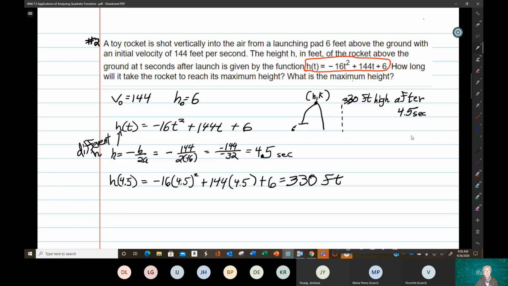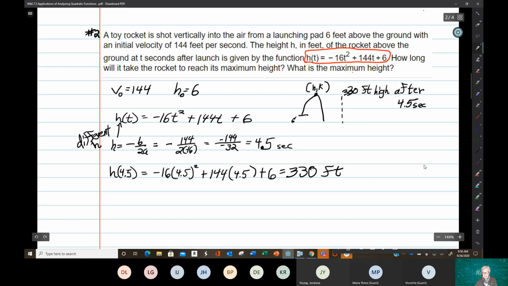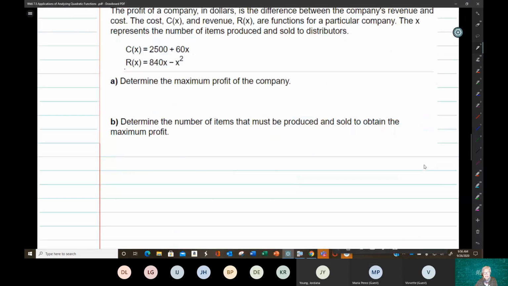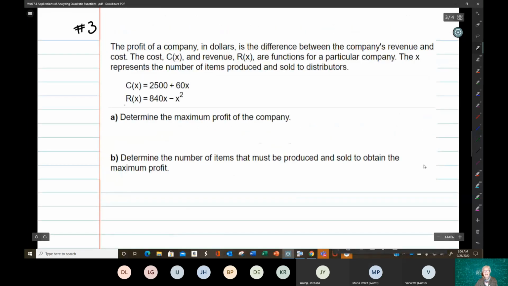Discussion or questions? Now this is a completely different topic. Not mathematically, but this is finance. For those of you who are business majors, you'll learn from this.